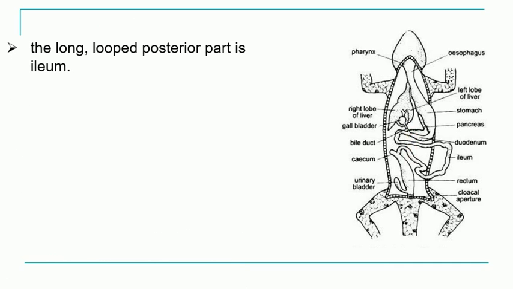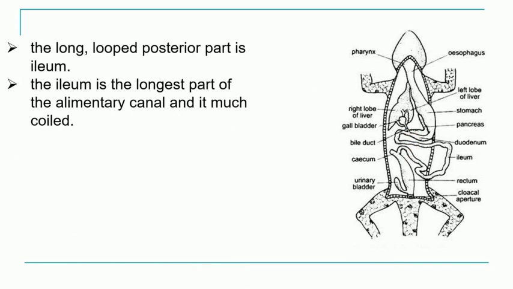So the long looped posterior part of the small intestine is called the ileum. The second part of the small intestine is called the ileum. This is the longest part of the alimentary canal. If we compare the length of the ileum with the rest of the alimentary canal, this is the longest part, and it is also very much coiled. Now this tube-like coiled structure leads into, or opens into, the large intestine.